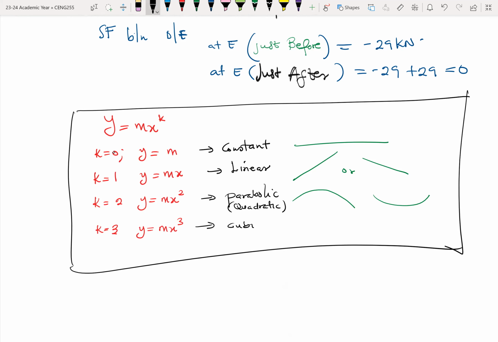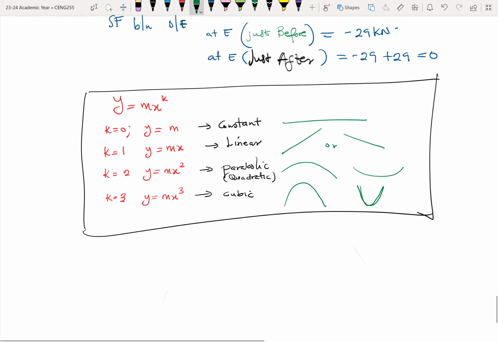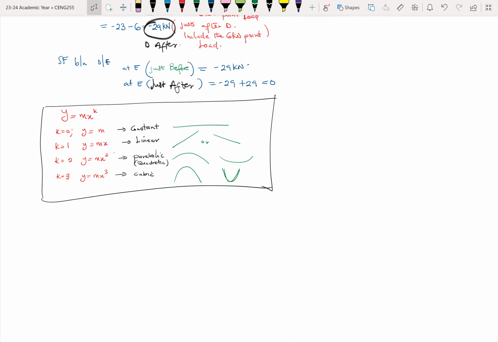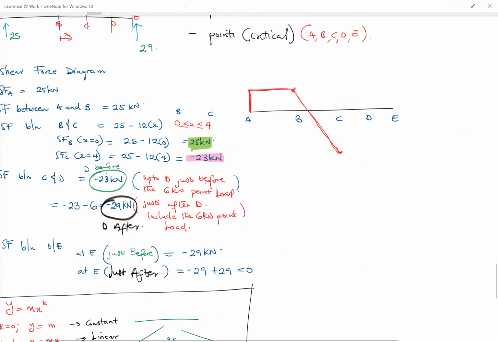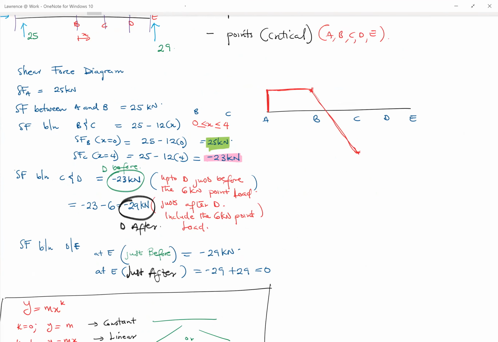Then this is cubic. Cubic is pretty much the same. It's similar in terms of the curve to the parabolic, but this one, the curve is a bit sharp. It has a higher gradient than that of the parabolic. All right. So this is some of the information that, if you know or if you have it, helps you to be able to draw these diagrams easily. Okay. Yeah, so back to our diagram. So between B and C is linear because there's a linear equation over here.